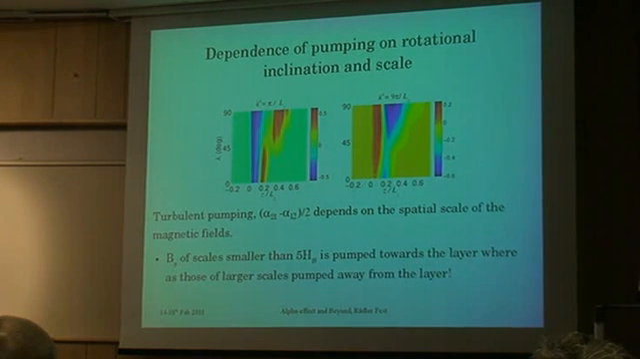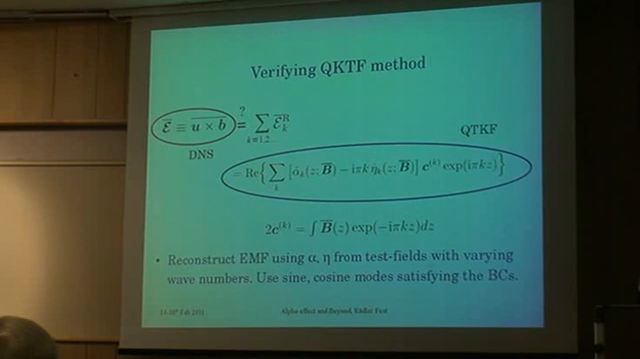B of scale smaller than 5 times the width of the magnetic layer, it is always pumped towards the layer, whereas those with higher scales are pumped away from the layer. So this is what I mean by non-local.